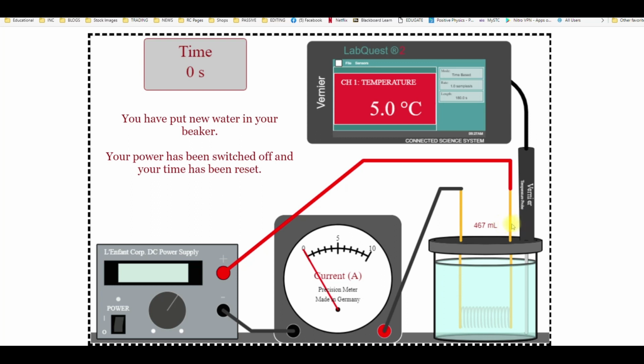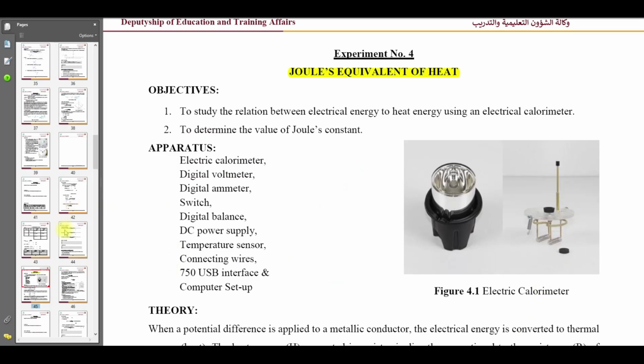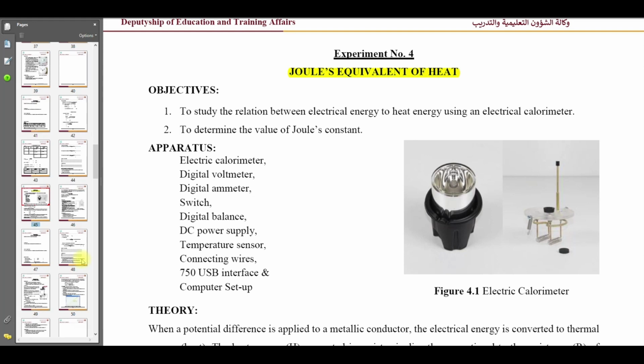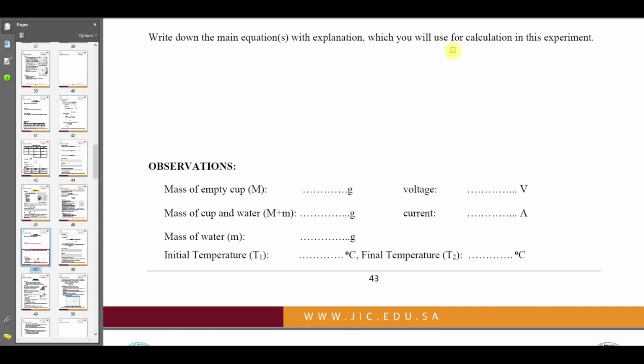Let us go to our data sheet, and from there we will input the value. Let's use the value of 310 ml. From the data sheet, we are going to write the mass of the water, 310 grams. Because the mass of the water is already given automatically, you don't need to fill in the mass of the empty cup and the mass of cup and water.